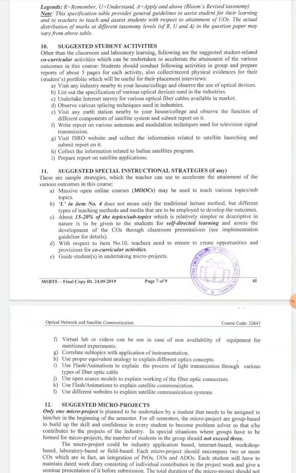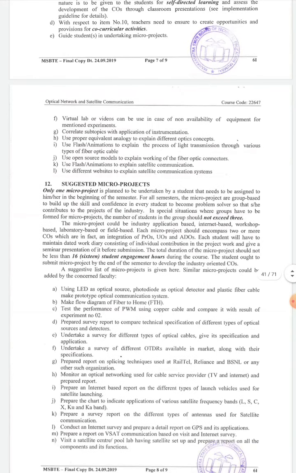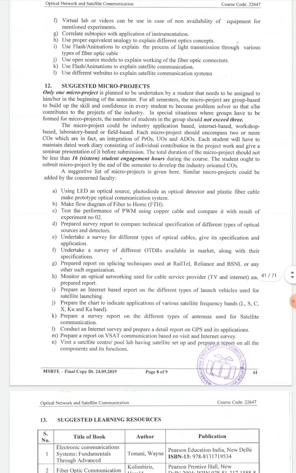Right. Now these are some list of micro projects. So using an LED as an optical source, a photodiode as an optical detector and plastic fiber cable, make a prototype of optical fiber communication. Then second, make a flow diagram of the fiber to home (FTH) system. So third micro project, test the performance of PWM using copper cable and compare it with experiment number 2.